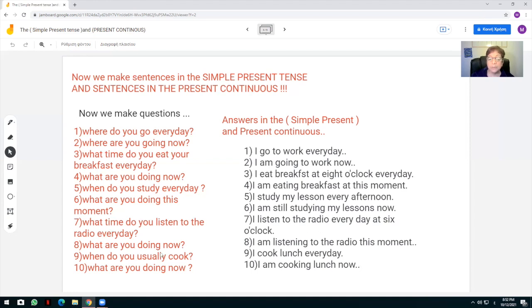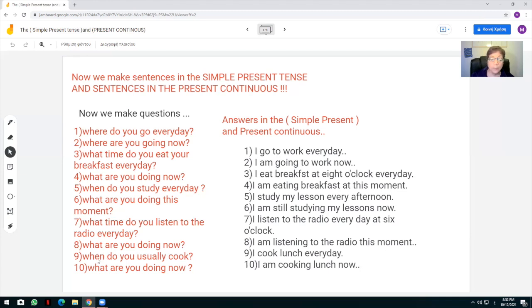And what are you doing now? I am listening to the radio this moment. I am listening أنا بستمع to the radio للراديو this moment اللحظة دي.